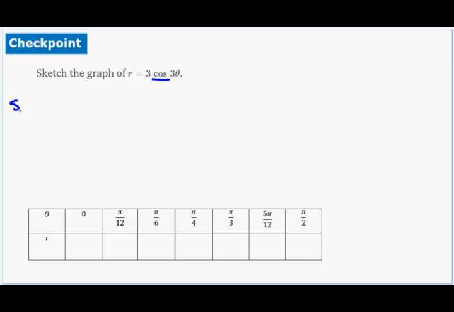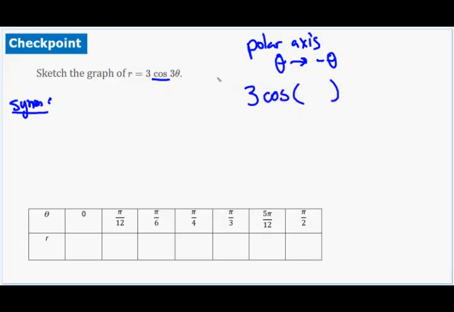And I'm going to write over here, symmetry. Let's see what we got. I'm going to check polar axis symmetry. We're going to replace theta with negative theta. And once again, this is a cos function. So it's 3 cos of 3 times negative theta, which would be negative 3 theta. And again, cosine is hungry. It eats negative, so that negative is gone. And we're back to our original function. So we have polar axis symmetry.